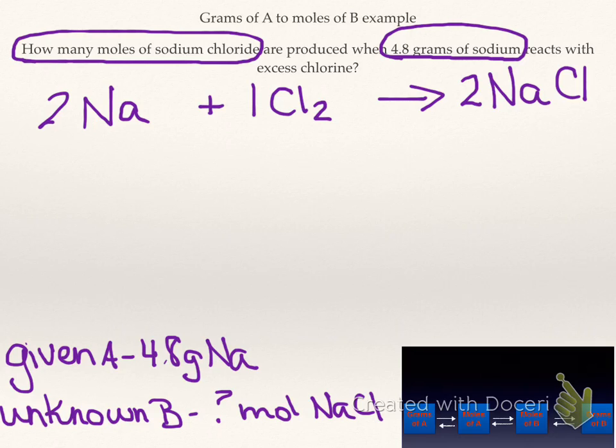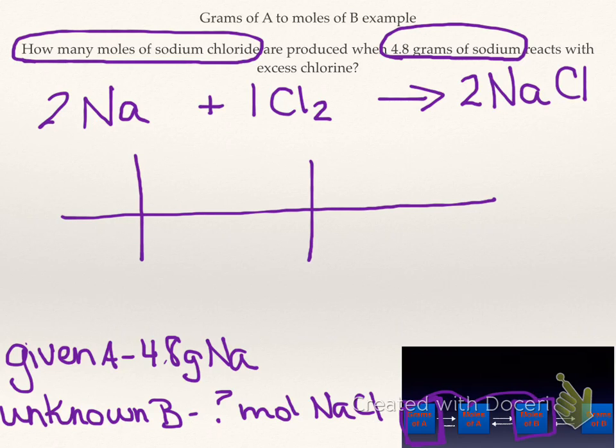Let's take a look at our mole map and see what we've got to do for this problem. We start with grams of A. So on our mole map, we're starting right here in the first square. We're finishing with moles of B, so we're finishing up right here. So if we look, that's going to be a two-step problem. So let's set up my truth table with 2 steps.